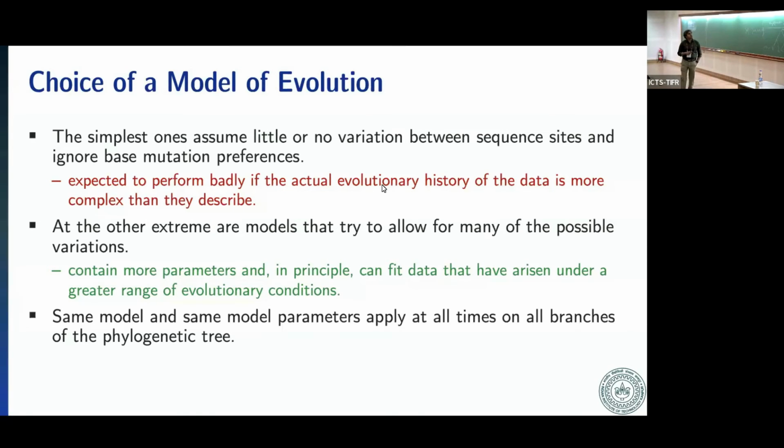When you start with a very simple model, if your actual evolutionary history is more complex, then maybe your simpler model cannot do very well. But still, it will have some generalized idea about your hypothesis. On the other side, you can have extremely complex models. They contain more and more parameters, and they can fit the data very well, but they will not be that generalizable. So you have to do a trade-off between complexity of the model and generalizability of the model.